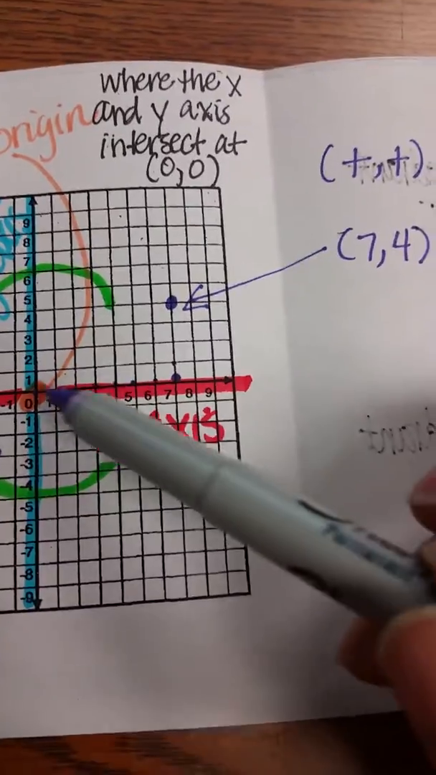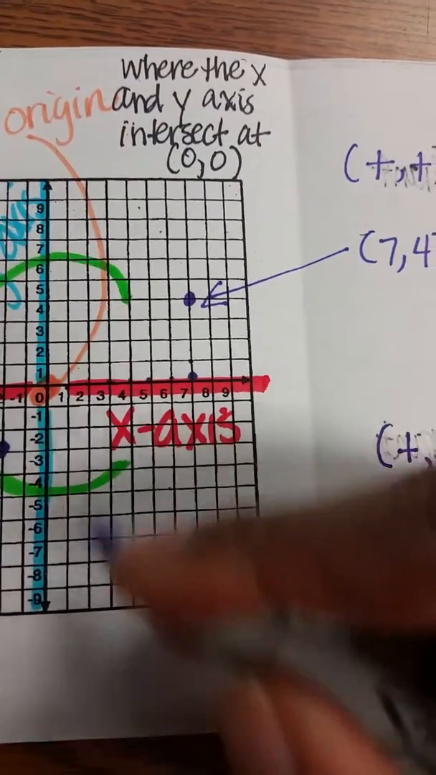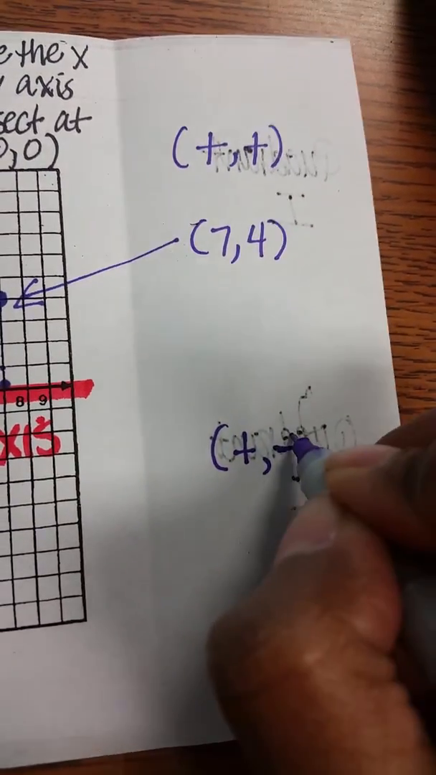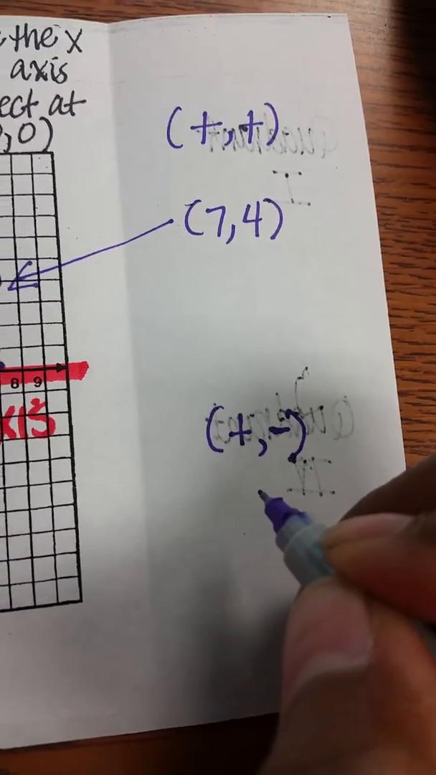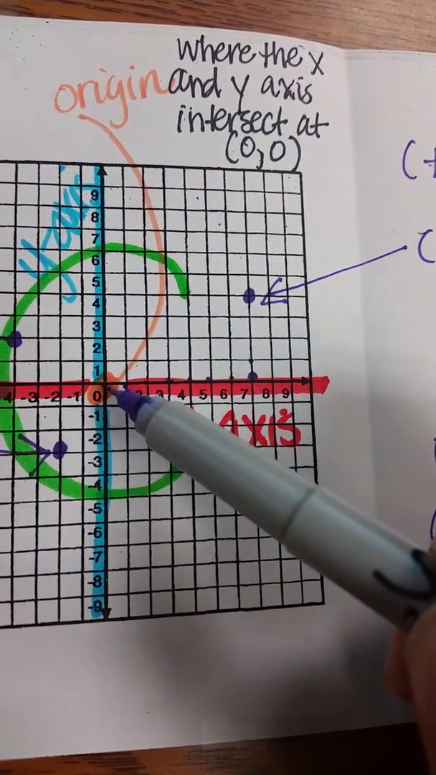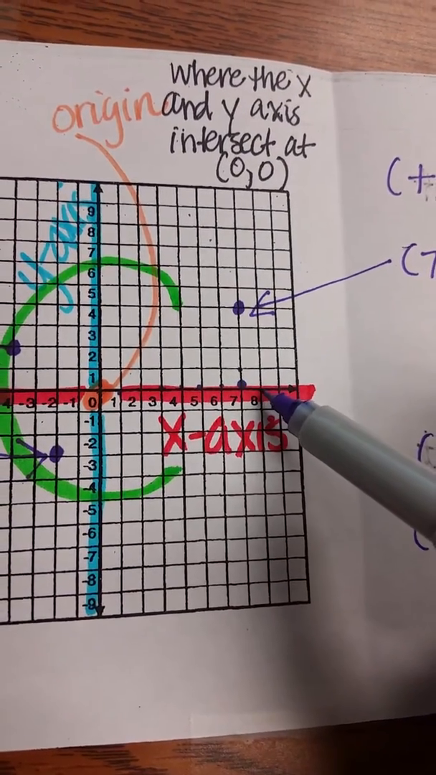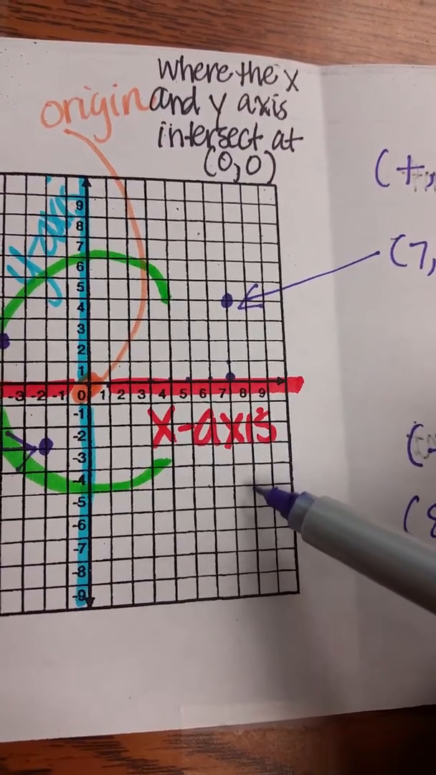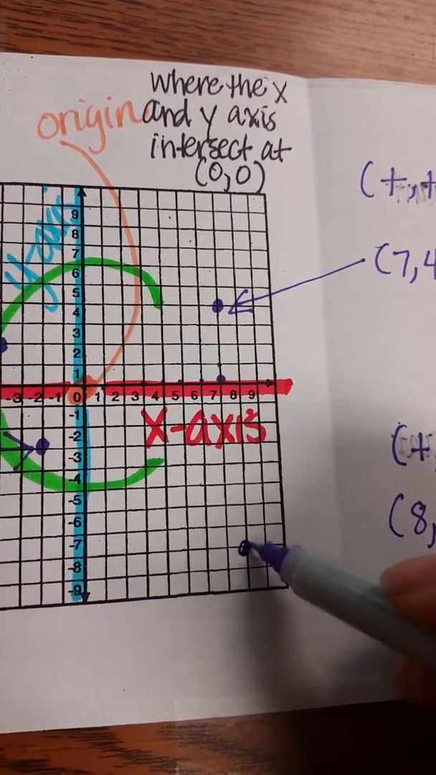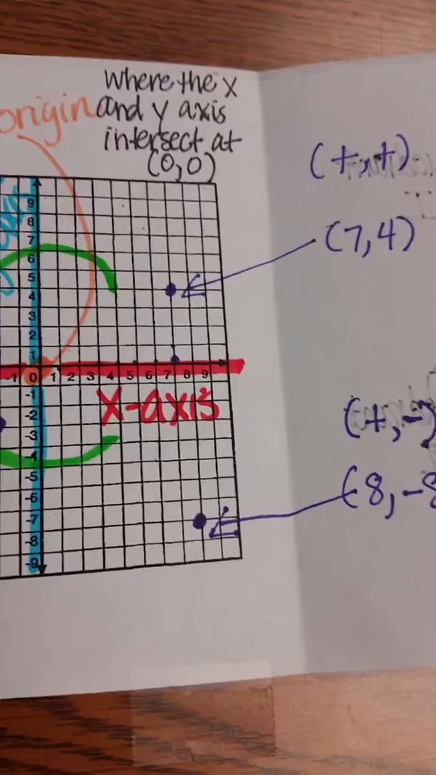Now last we have quadrant 4. My x values are positive and my y values are negative. Now I'm going to pick the point 8, -8. So let's graph that point. We start at our origin, and we always do the x first. 1, 2, 3, 4, 5, 6, 7, 8, and down 8. 1, 2, 3, 4, 5, 6, 7, 8 here. So that's my point 8, -8.